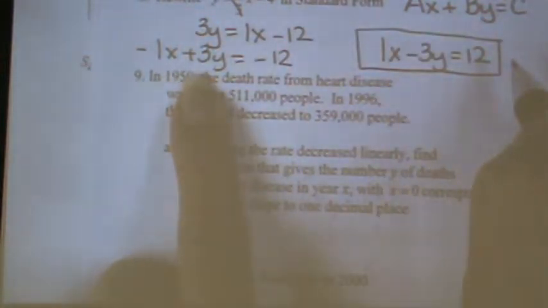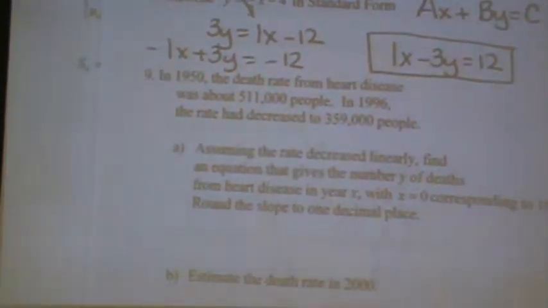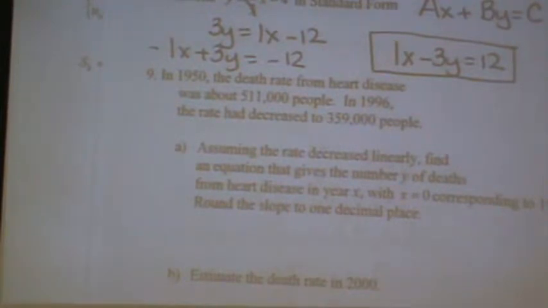That's the best answer. Wait, is it negative? Yeah, but I multiplied everything by -1. It was a -12, but when you multiply everything by -1, you change the sign of everything. Questions?